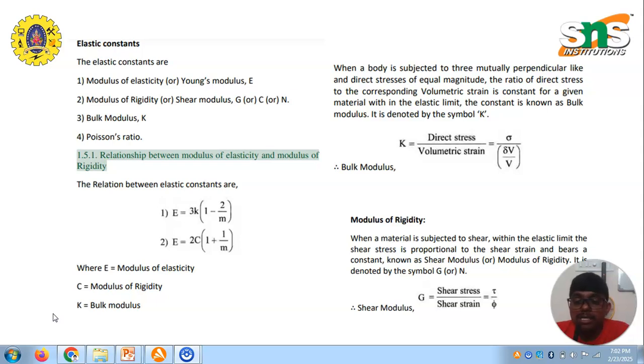It is denoted by the symbol G, or sometimes by the symbol C, or otherwise N. So the shear modulus is equal to shear stress divided by shear strain. It can be expressed as tau divided by phi, where tau represents the shear stress and phi represents the shear strain. The value of the shear modulus can be calculated if we know the value of shear stress and the shear strain.